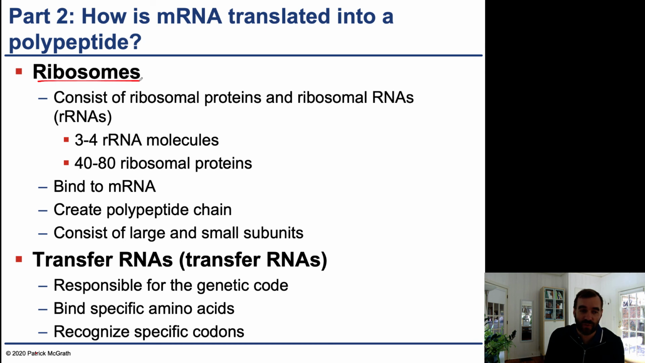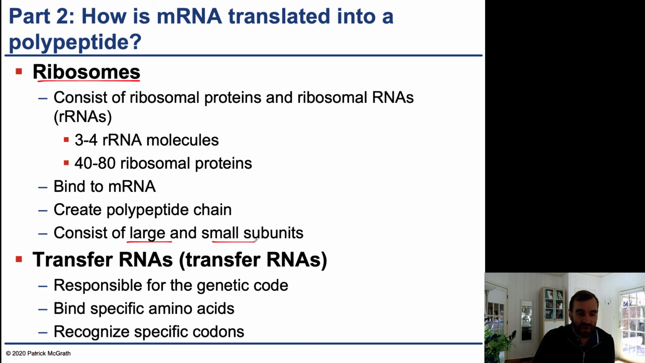The ribosomes bind to the mRNA and create the polypeptide chain, and this ribosome is broken down into 2 pieces, a large and a small subunit. We'll talk about that more in a second.